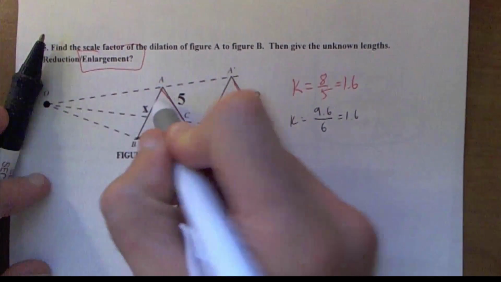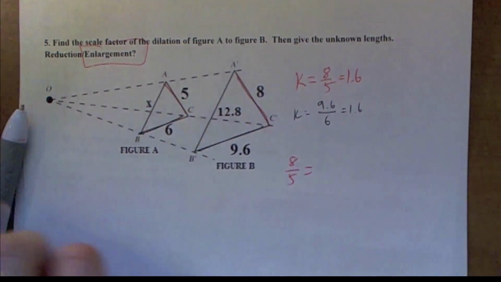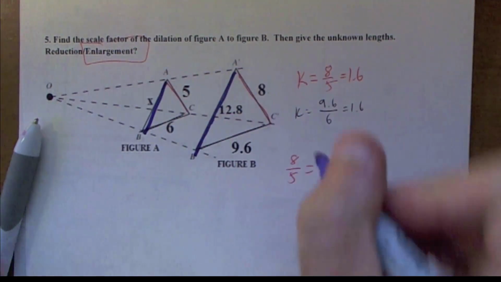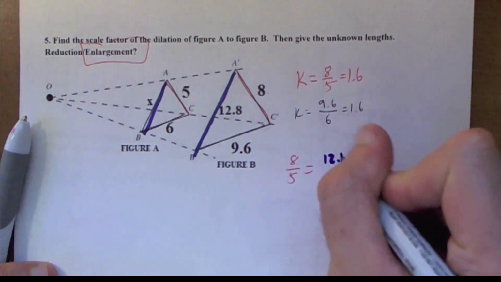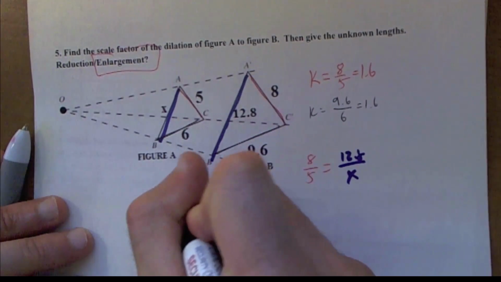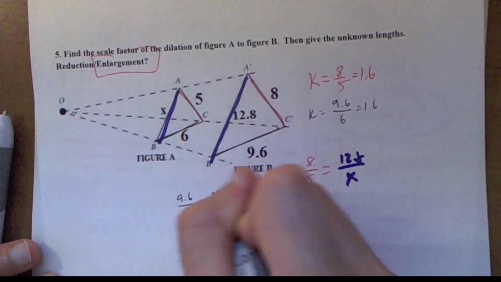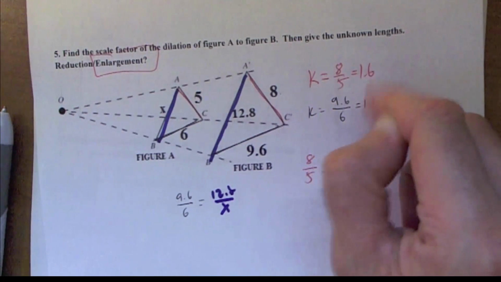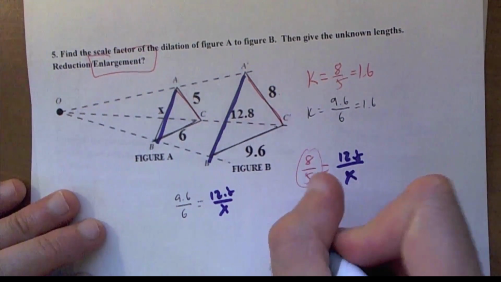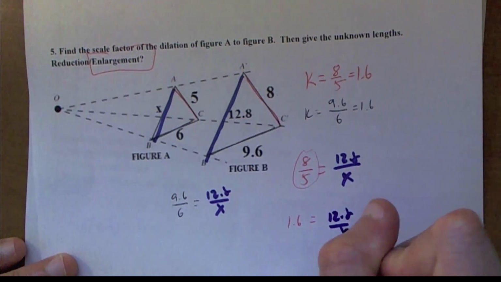To find x, a few things I could do. I could use 8 to 5. So this to this is the same as 12.8 is to x. Or I could use this one: 9.6 to 6 is the same as 12.8 is to x. Or, since we already calculated the scale factor, we know that 8/5 is just 1.6. So maybe an even easier way is to say 1.6 equals 12.8 over x.